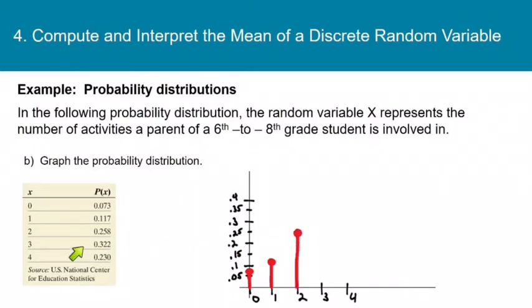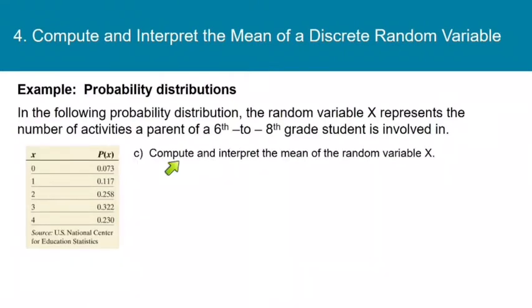And then the bar for 3 is 0.322. So that's going to be about halfway between 0.3 and 0.35. And then the bar for 4 is 0.23. That's going to be about halfway between 0.2 and 0.25. And there is the graph of our probability distribution.